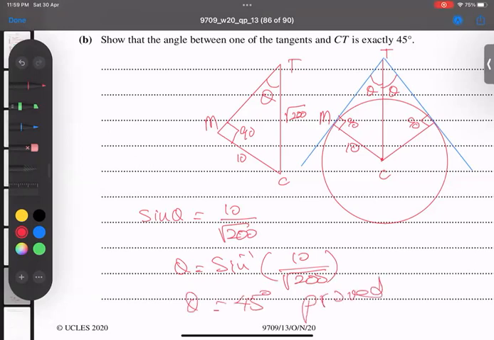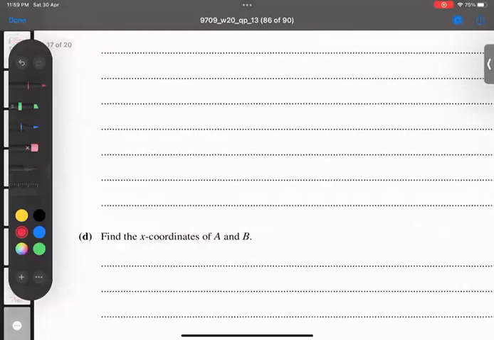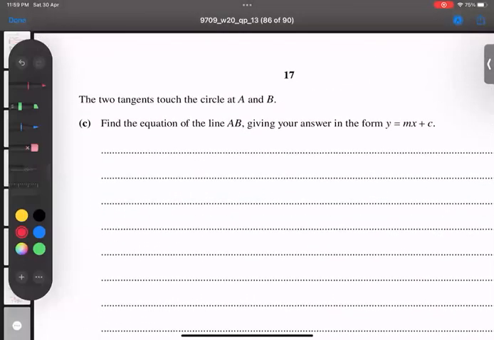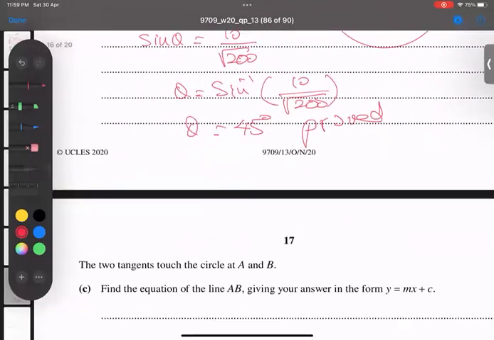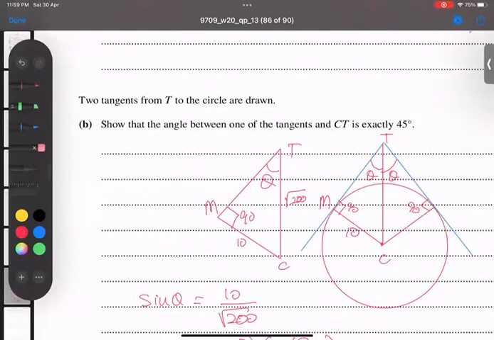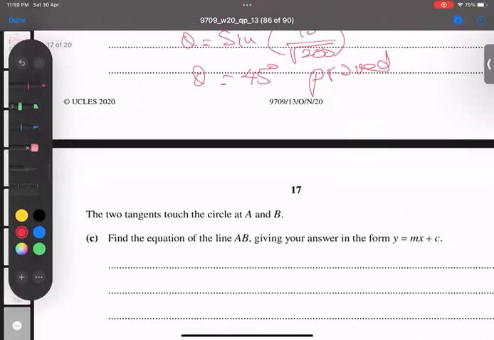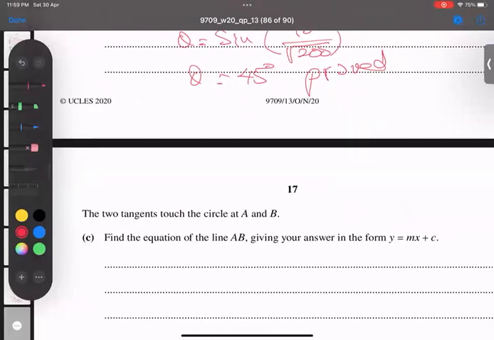So Alhamdulillah Rabbil Alameen, we have done this one. And next, go for the next part, parts C and D, two parts left behind. The two tangents touch the circle at A and B. Okay, it means I have to take this A and this B. Okay, I change the plan. This A, this B. Done. And then he says, find the equation of the line AB.